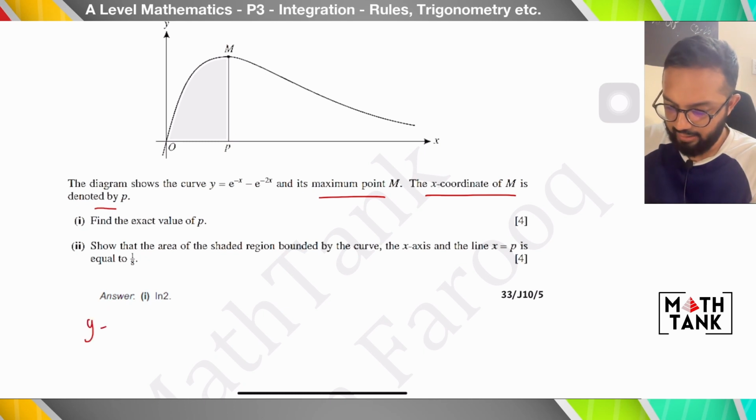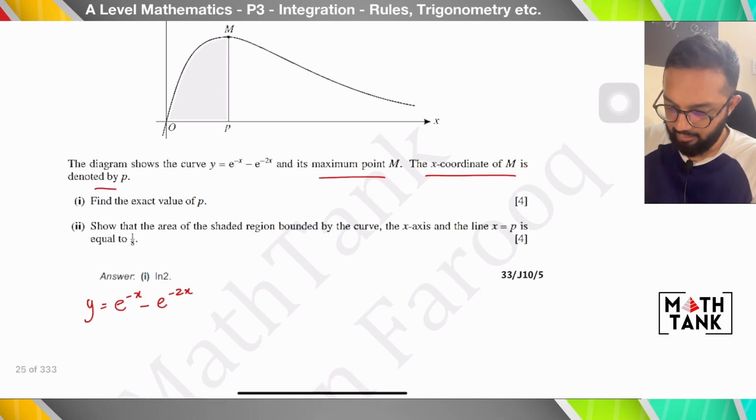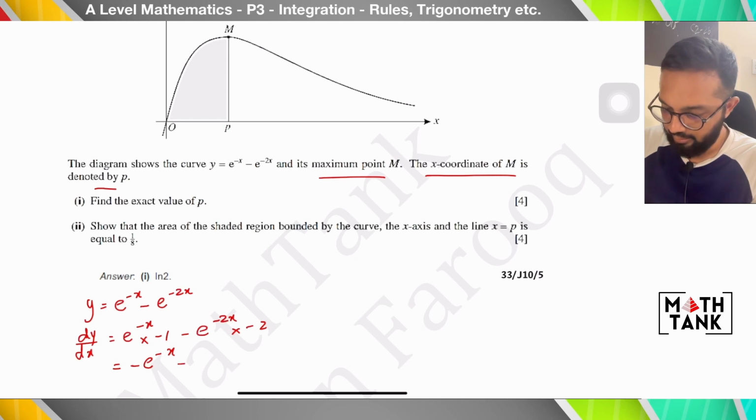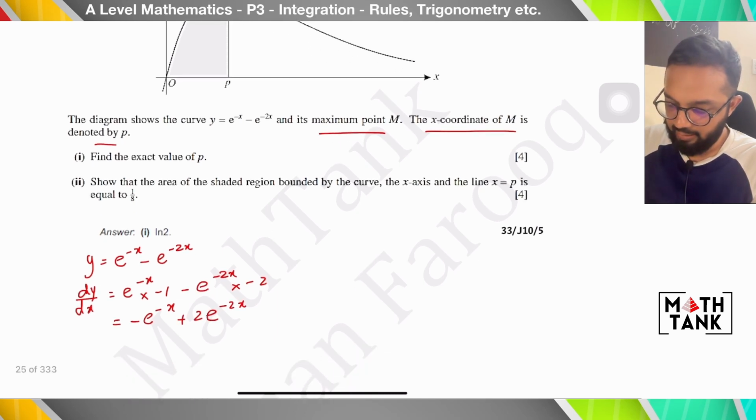So y equals e power minus x minus e power minus 2x. So dy by dx would be e power minus x into minus 1 minus e power minus 2x into minus 2. That gives me minus e power minus x plus 2 e power minus 2x, which equals 0.